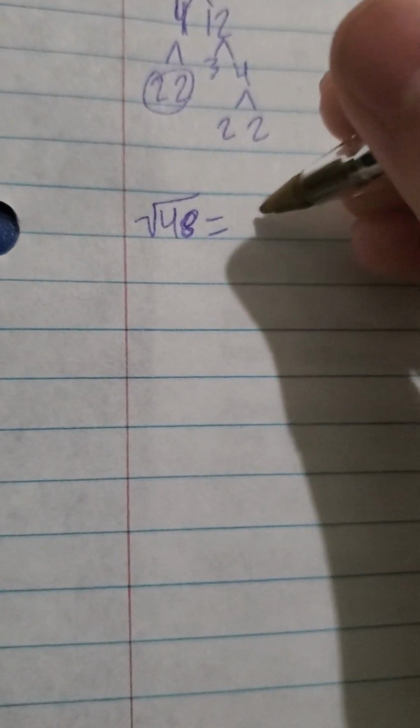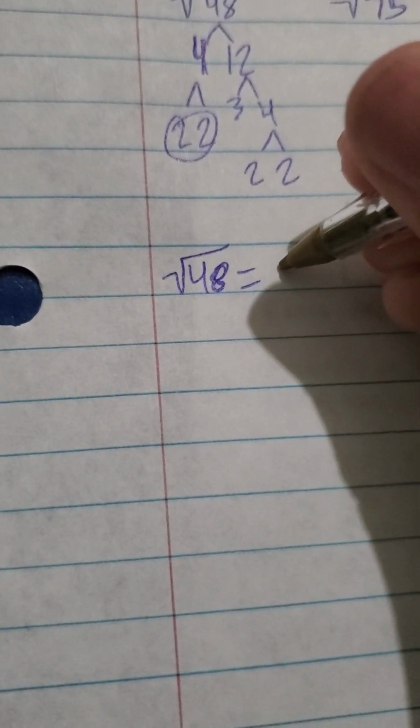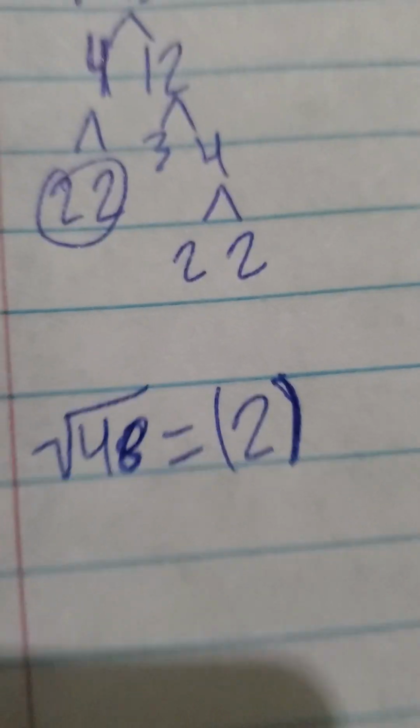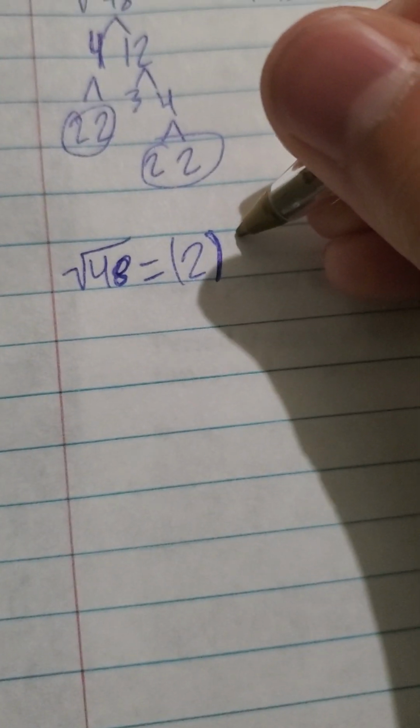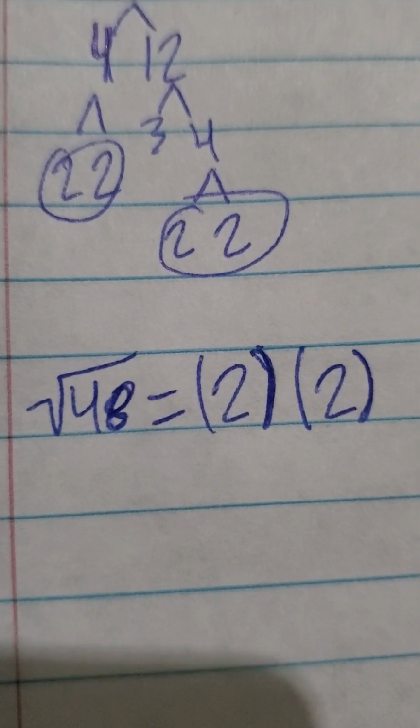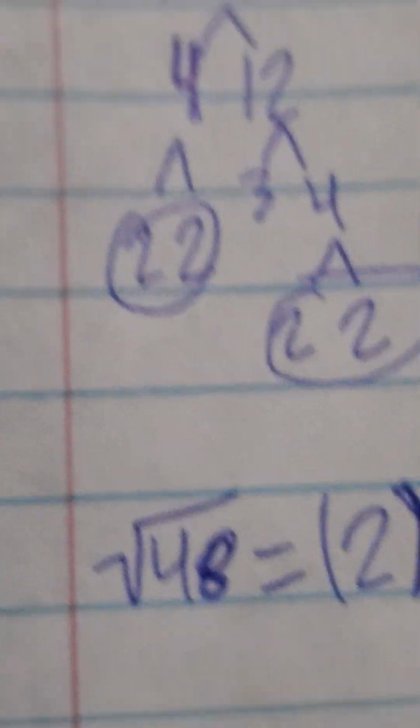So, let's take our first pair of 2, and let's say root 48. Let's put down here root 48 equals blank. And we have a 2. This is our first 2. But wait, we have another set of 2's right here. So what do we do with those? We also take that out of the radical, and we have another 2. And then that leaves us with a 3.